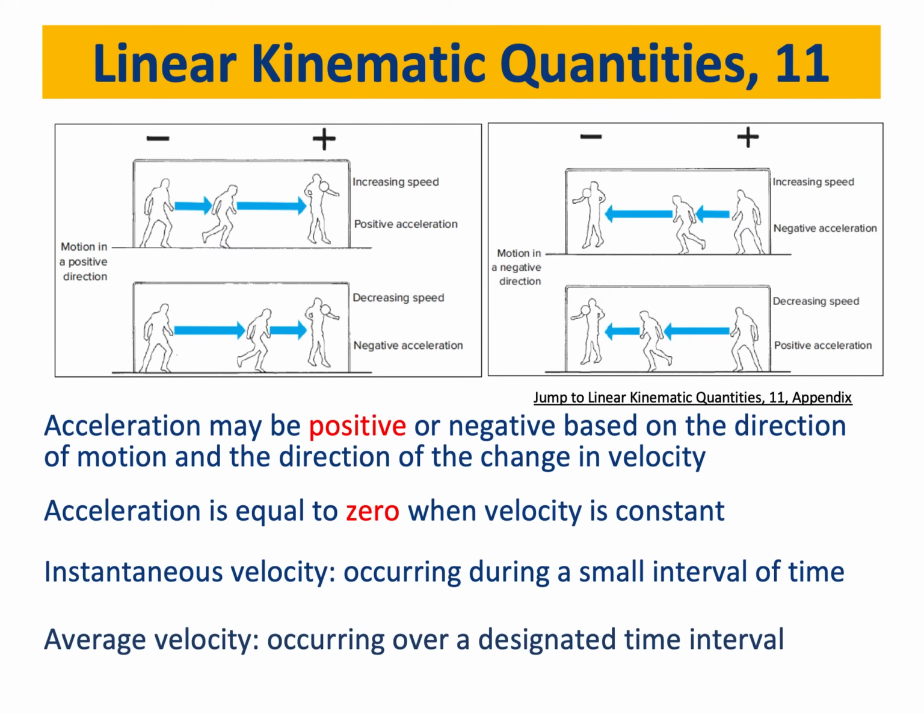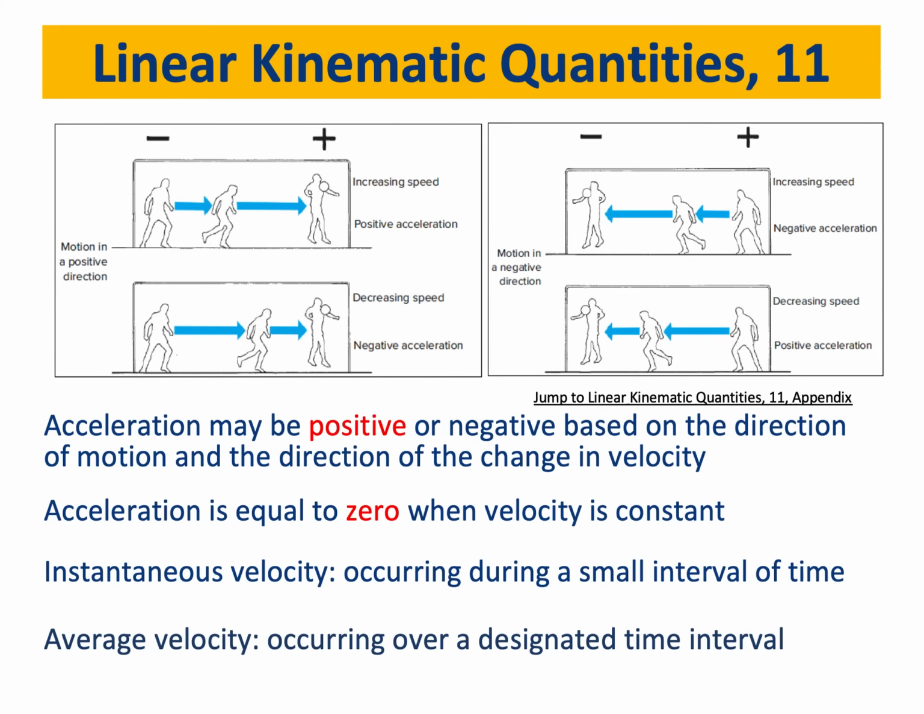Here is an example. The acceleration might be positive or negative, as I mentioned before, based on the direction of motion and the direction of change in velocity. Acceleration is equal to 0 when velocity is constant. That's something we need to know. And instantaneous velocity occurs during a small interval of time, while average velocity occurs over a longer time interval.